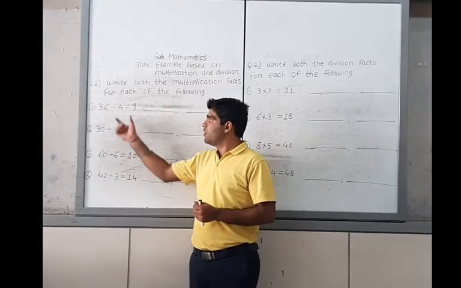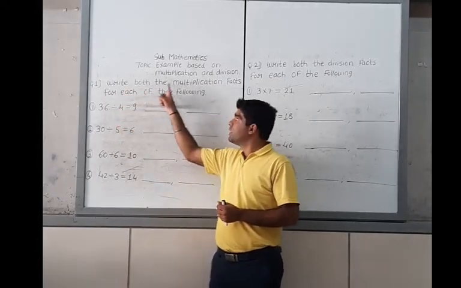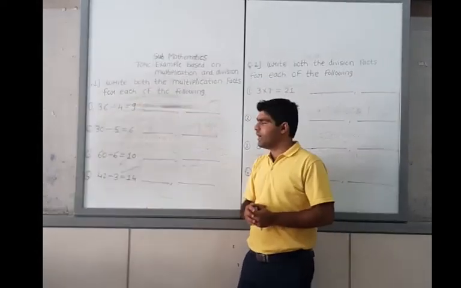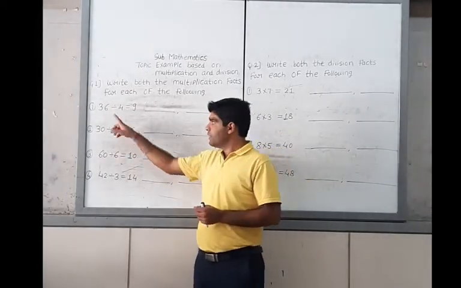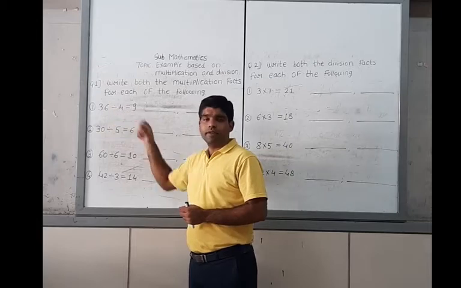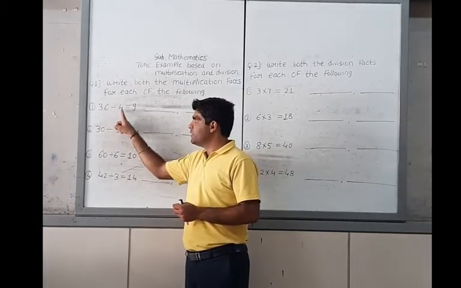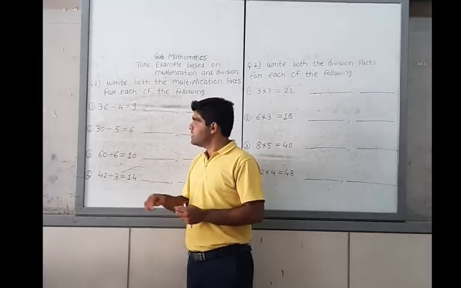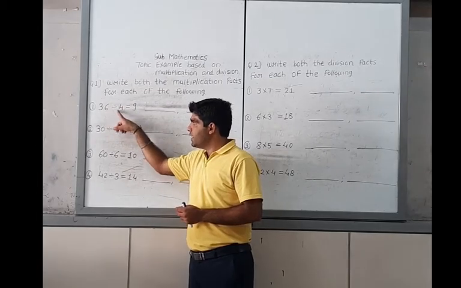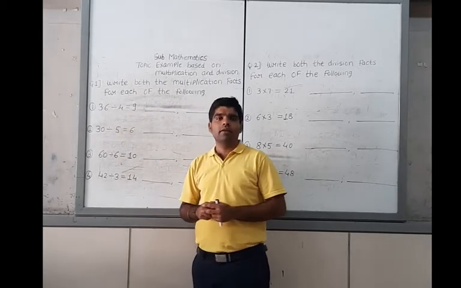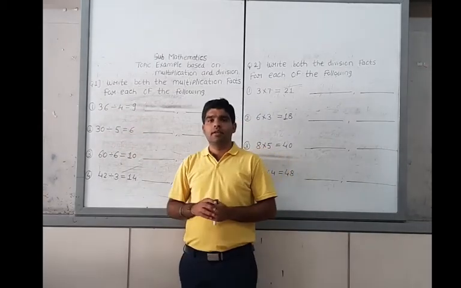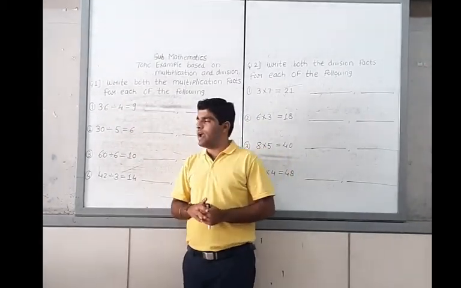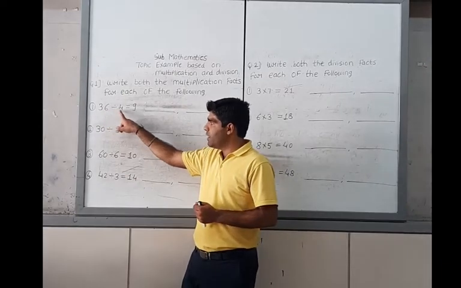It means that you have to write both the multiplication facts. Okay. Now see, the first example is 36 divided by 4, a simple division. It means 36 divided by 4 is equal to what? 9. Because 4 nines are 36.